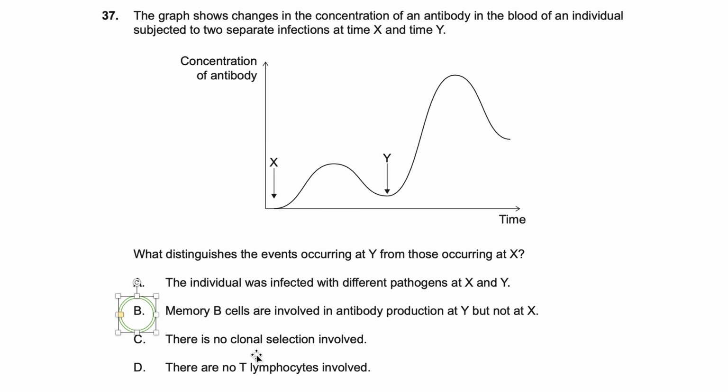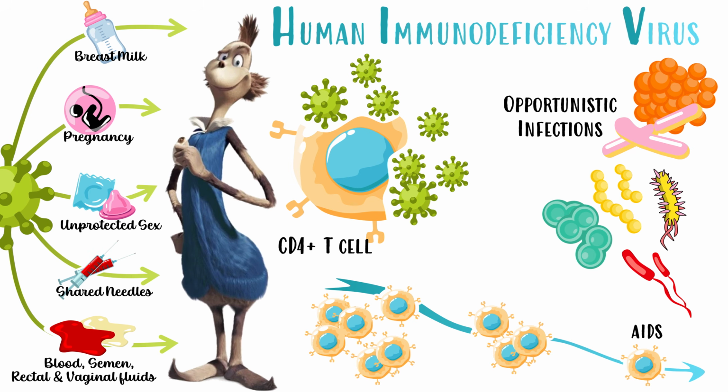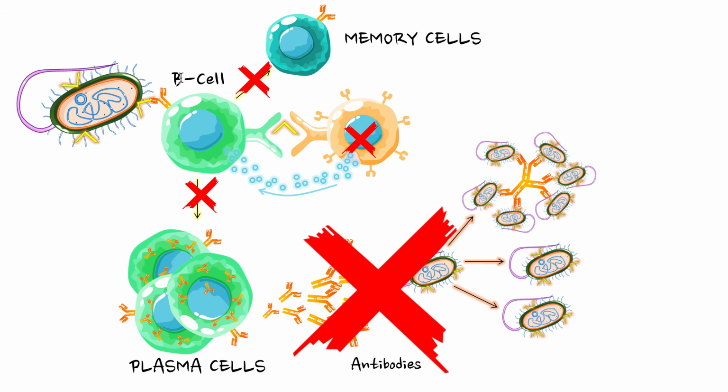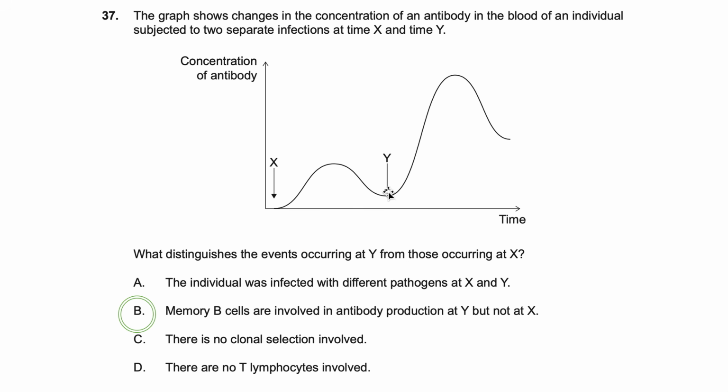Let's just confirm the rest. There's no clonal selection involved at Y compared to X. No, they both have clonal selection. So they both will have these B cells becoming plasma cells. It's the same with both. There are no T lymphocytes involved at Y, but there is at X. No, that's not true. They both have T lymphocytes involved. They both have this whole process happening. The one just also has memory cells. So that's it. It's B.